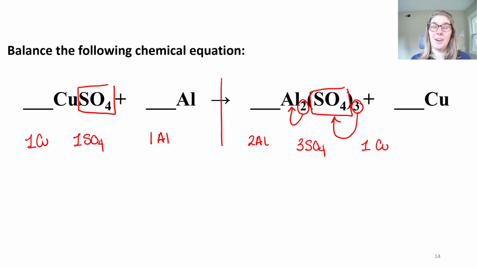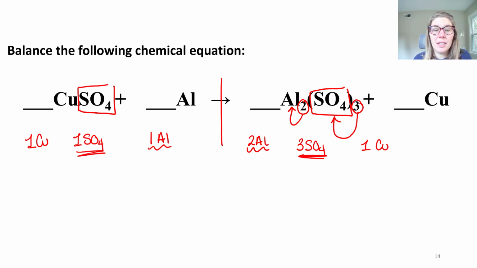Notice here how I forgot, because I was so focused on sulfate, to make sure that my list on the product side matched the order on the reactant side. It doesn't really matter, it just makes it easier. So if you want to switch them around, go for it. If you're happy with this, that's fine. So now I can look at this and say, all right, my sulfates are out of whack and my aluminums are out of whack. Out of whack meaning there's not the same of each on both sides.